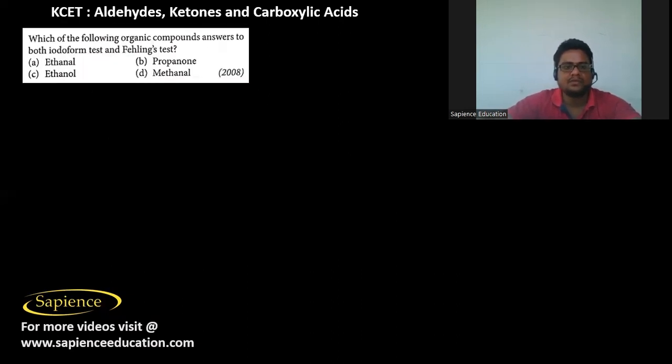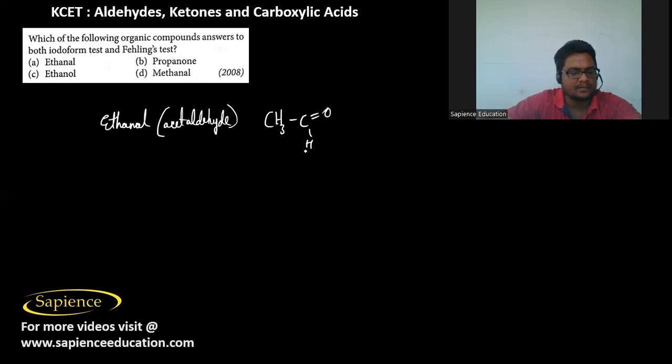Then it is told: which of the following organic compounds answers both the iodoform test and Fehling's test? So if we take ethanol, or acetaldehyde, which is CH3CHO, then it will give a red precipitate with Fehling's solution.